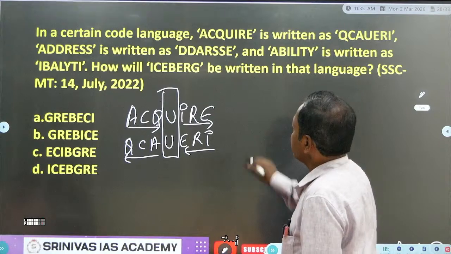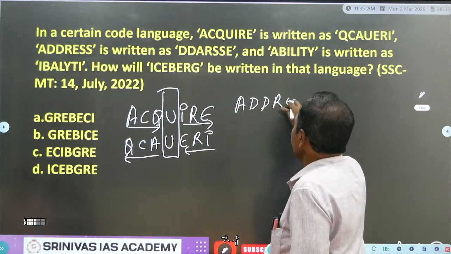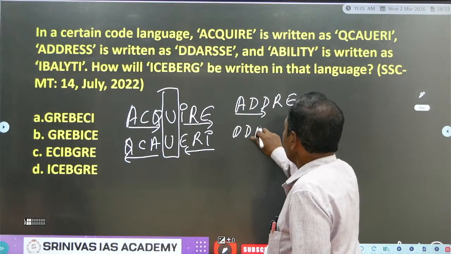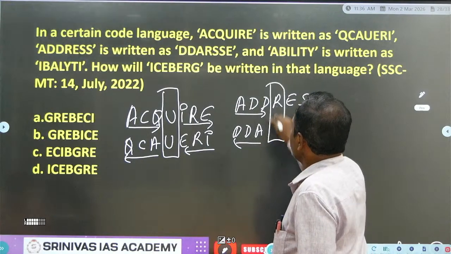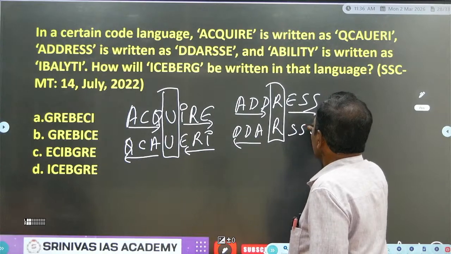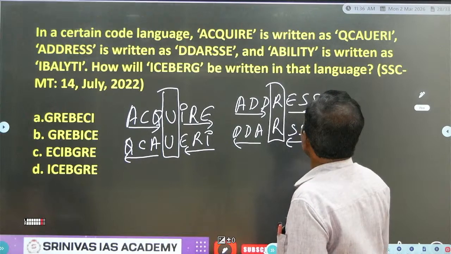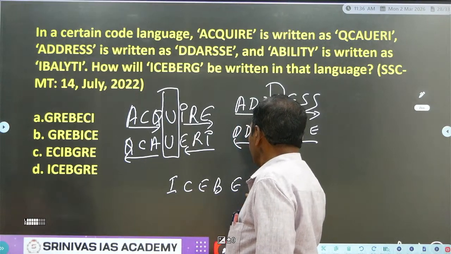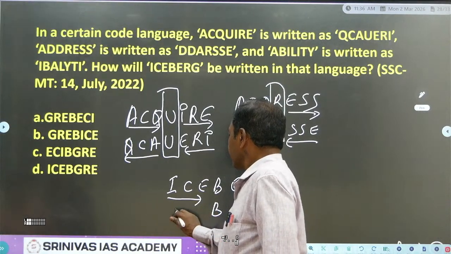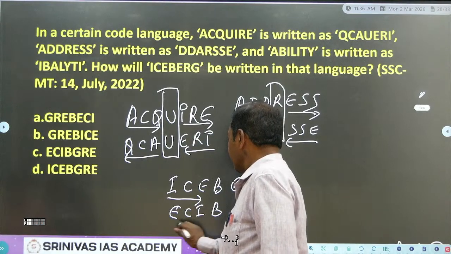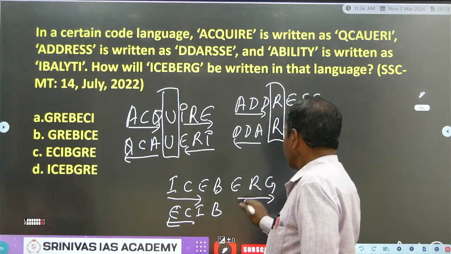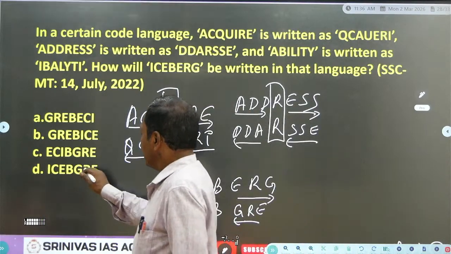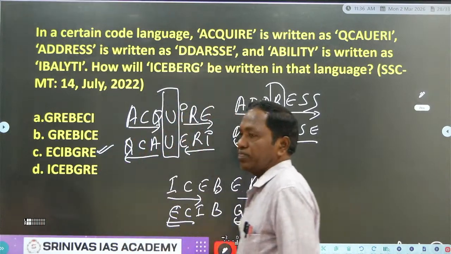And ADDRESS: ADD becomes DDA, or can be written as it is, and ESS becomes SSE. Now, ICEBERG: BERG is reversed, giving ECIB, then G or E. Option C is the appropriate one.